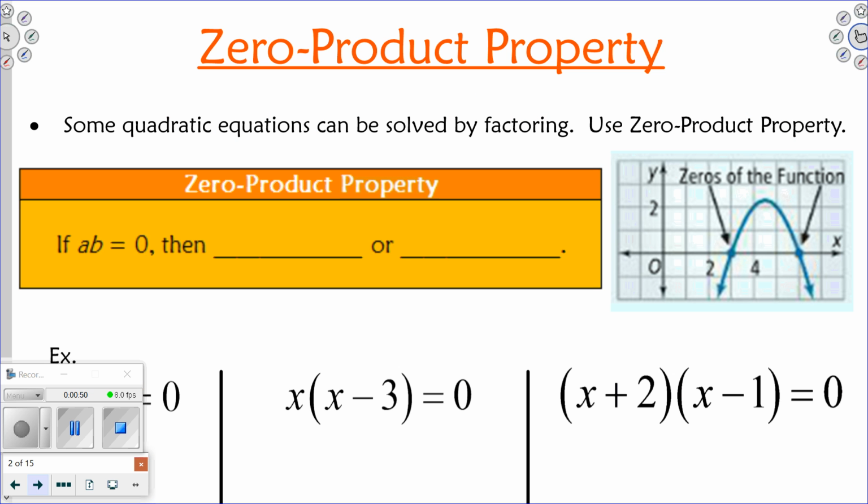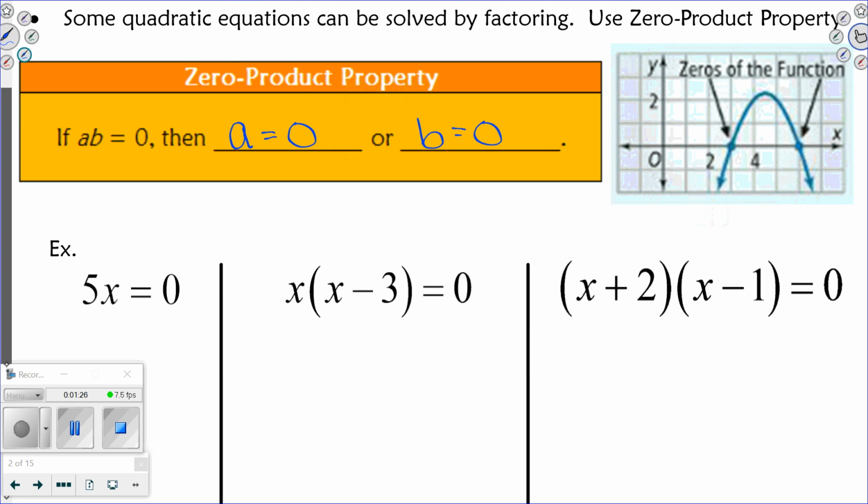All right, so in order to solve by factoring, we use what's called the zero product property. If you never remember that that's called that, that's fine, but that's what it's called. If a times b equals 0, then what do we know about either a or b? One of them has to be 0. So either a equals 0 or b equals 0, because the only way to get 0 when you multiply is for one of them to be 0.